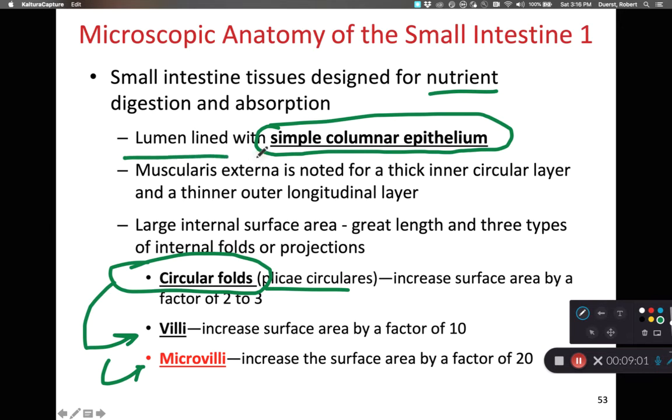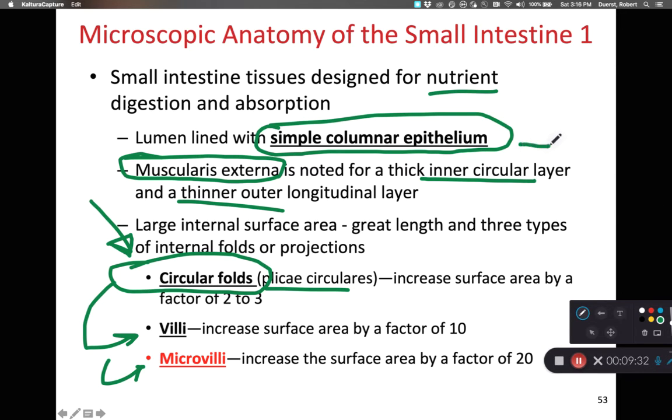The muscularis externa within the small intestine has a thick inner circular layer and a much thinner outer longitudinal layer. That thick inner circular layer helps to form the circular folds, which increase surface area. Compared to the large intestine, the small intestine, even though it's narrower in diameter, has a much larger internal surface area. And it's because, again, of those circular folds, the villi, and then the microvilli.